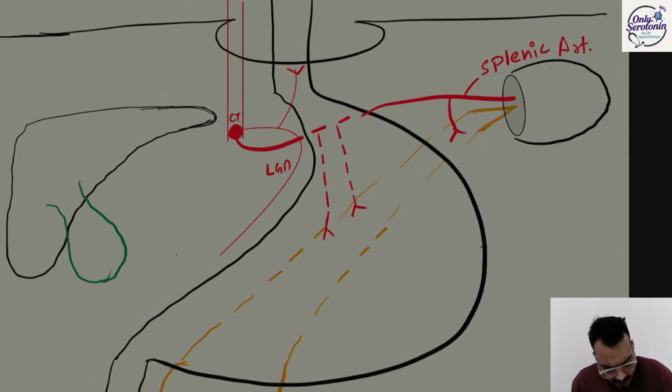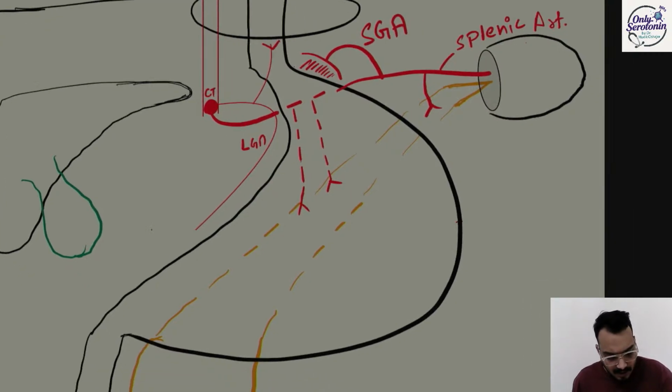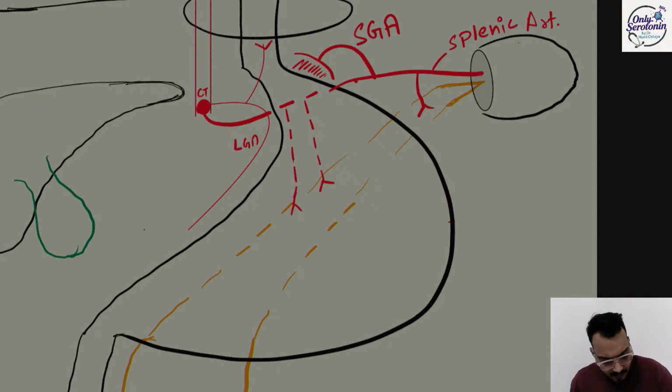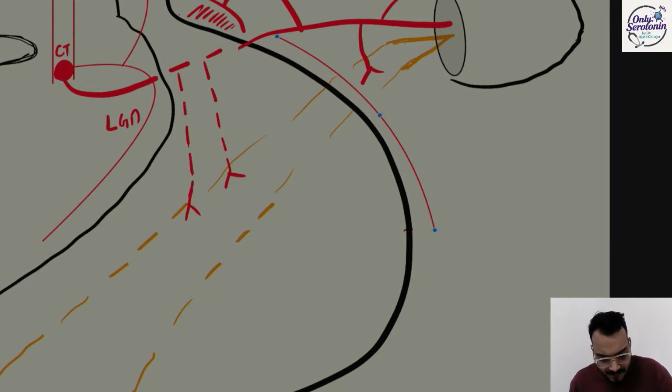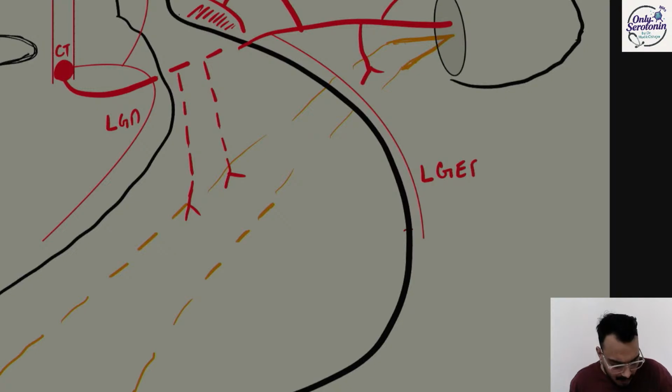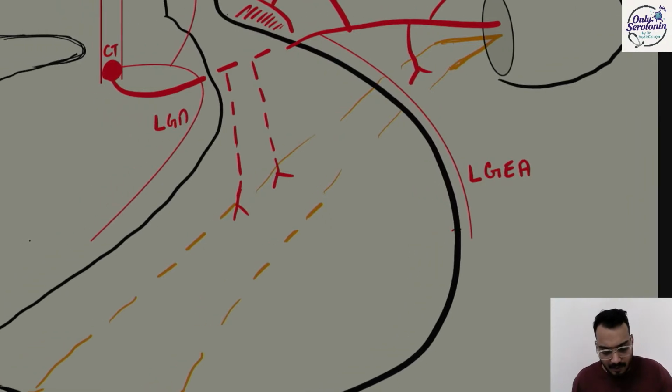Then we have small arteries on the fundus of the stomach. We call them short gastric arteries. Then we have one more artery that supplies the upper part of my greater curvature. And the name of this artery is your left gastroepiploic artery.